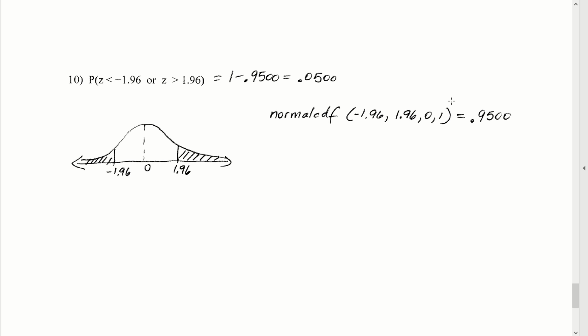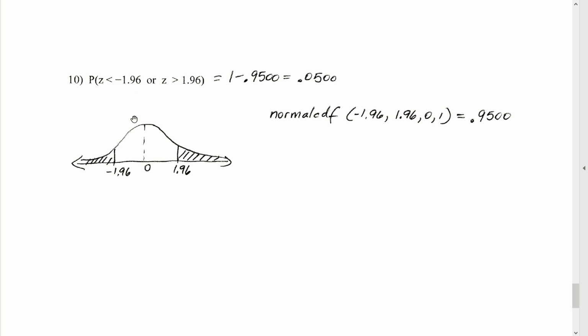Let's take a look at the last one. We want the probability that z is less than negative 1.96 or that z is greater than positive 1.96. Again, there's really 3 different approaches you could take to solve this one. First thing you'd always want to do is sketch it out. Here's my normal distribution. It's a nice bell-shaped curve. We're still dealing with z-scores in this section, so the mean is going to be 0.